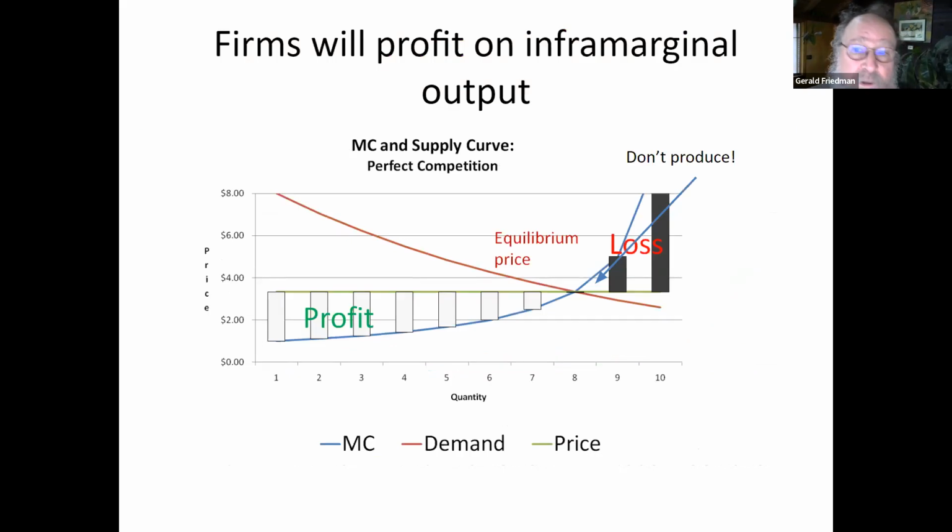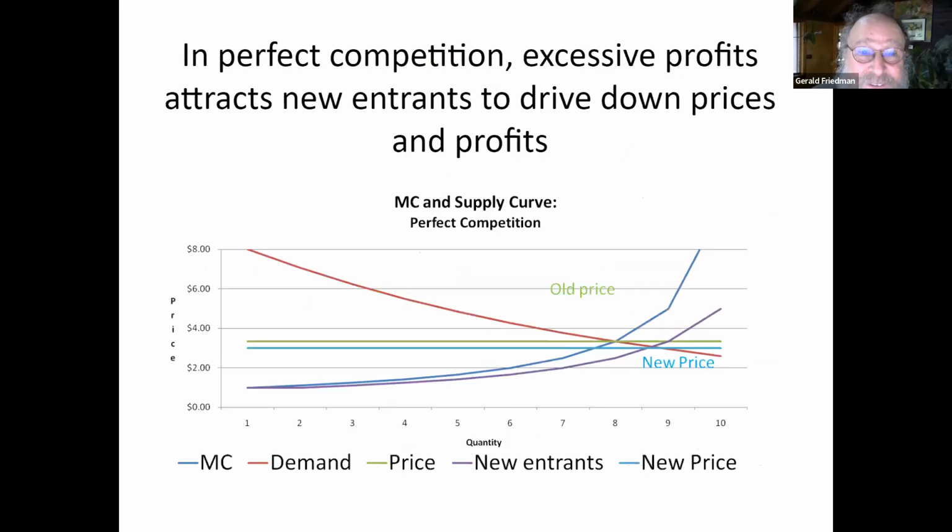Businesses will make a profit. If they produce more than the equilibrium, they'll be losing money, but they'll be making a profit at the equilibrium price, because they're not thinking straight. They're not thinking about all the other costs that go into this. If you're making too much profit, new entrants will come in and there'll be a new lower price.